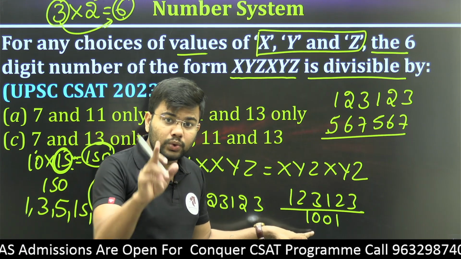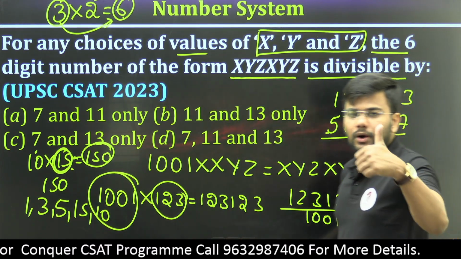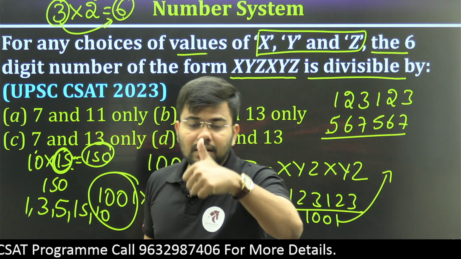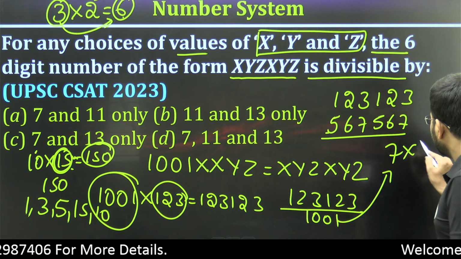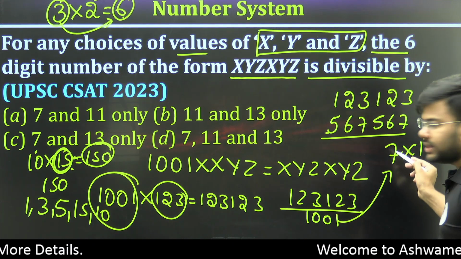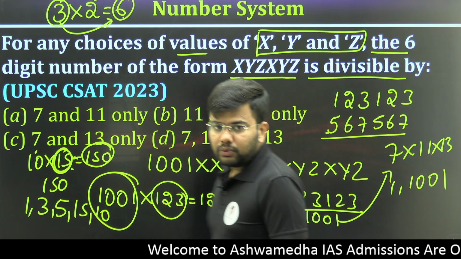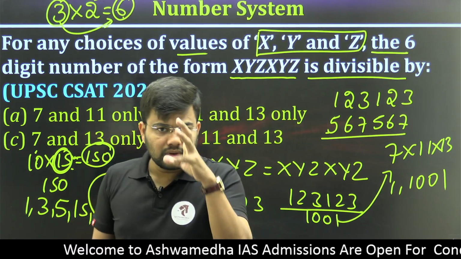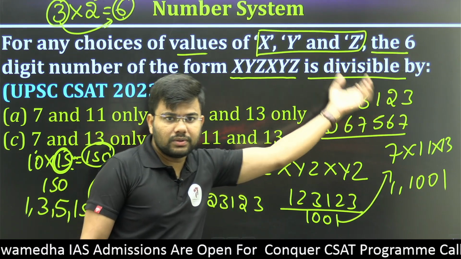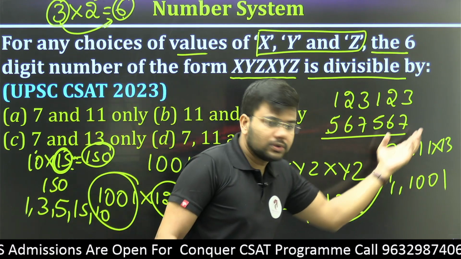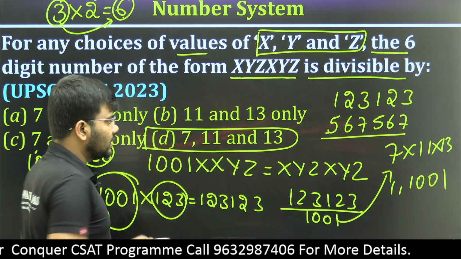Now tell me what are the factors of 1001. Obviously, I have told you that 1001 is the product of 7 into 11 into 13, and obviously the factors would be 7, 11 and 13, also 1 and 1001. I hope it is clear. Now tell me then, hence 1001 is divisible by 7, 11 and 13. Hence this number, that is 123123, will be completely divisible by 7 also, 11 also, 13 also. So the answer would be option D. The theme you have analyzed, I guess, right?